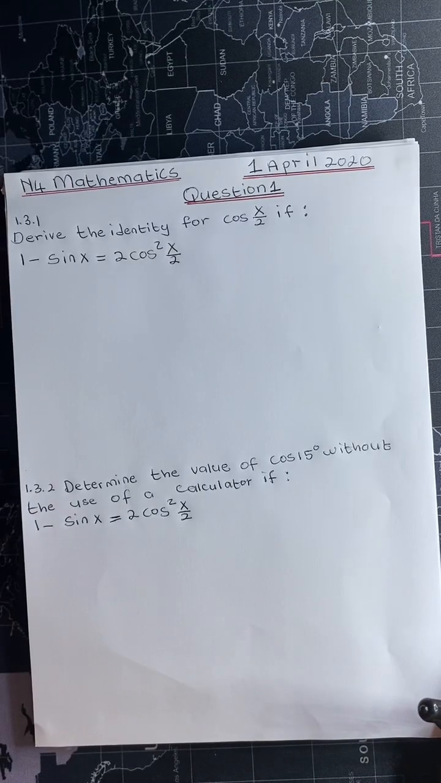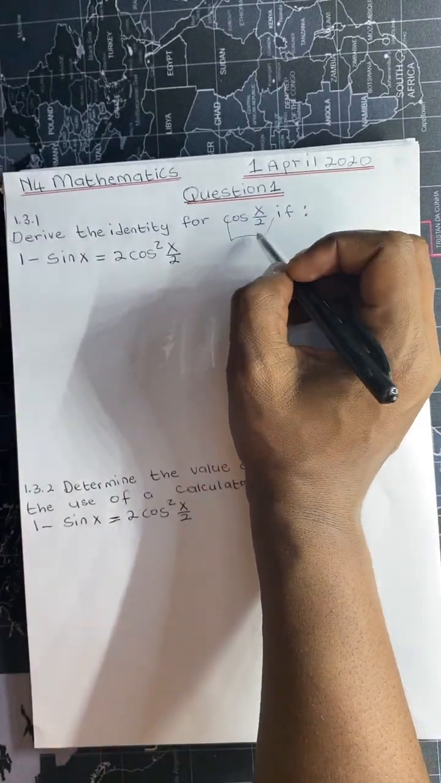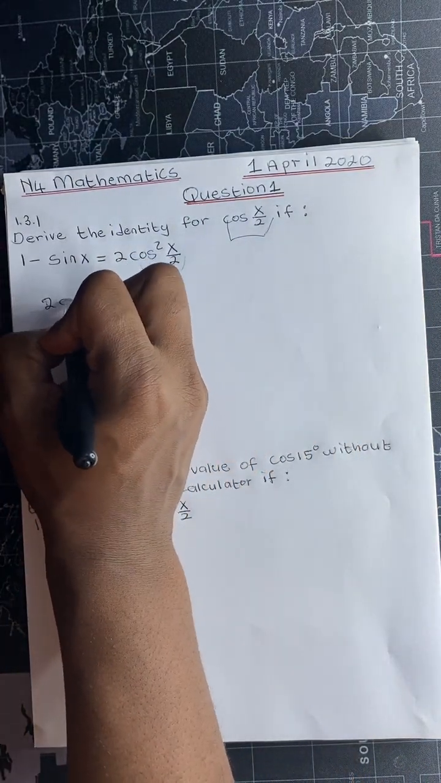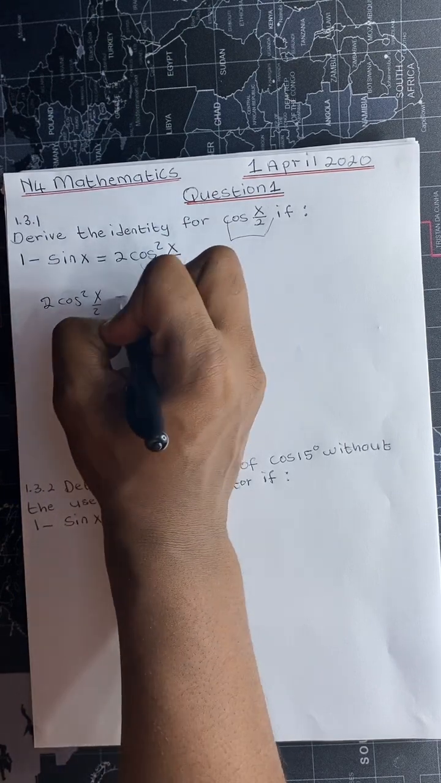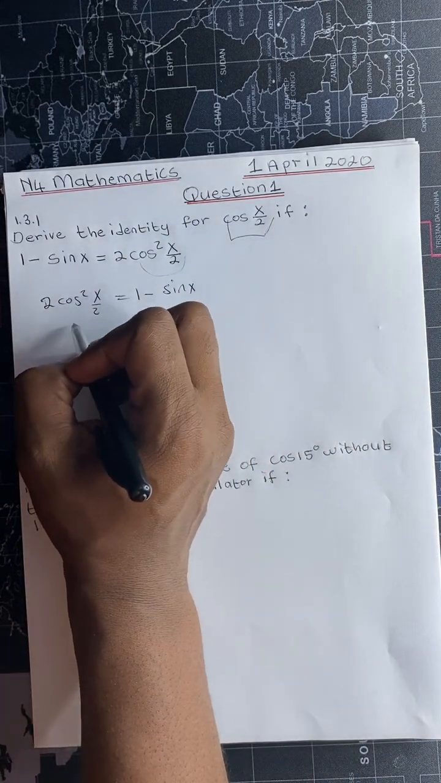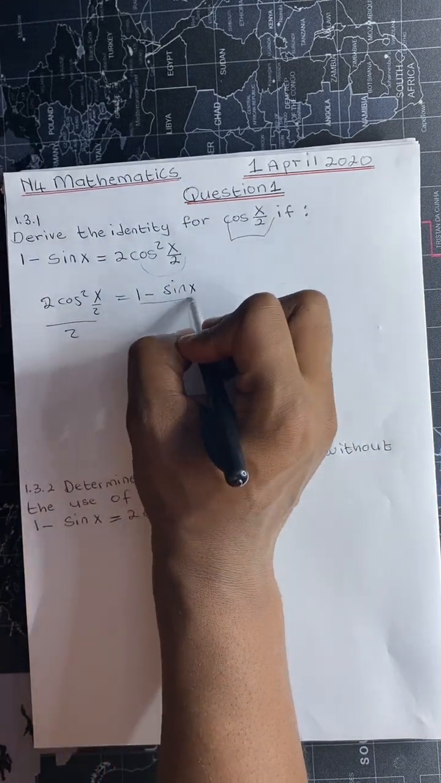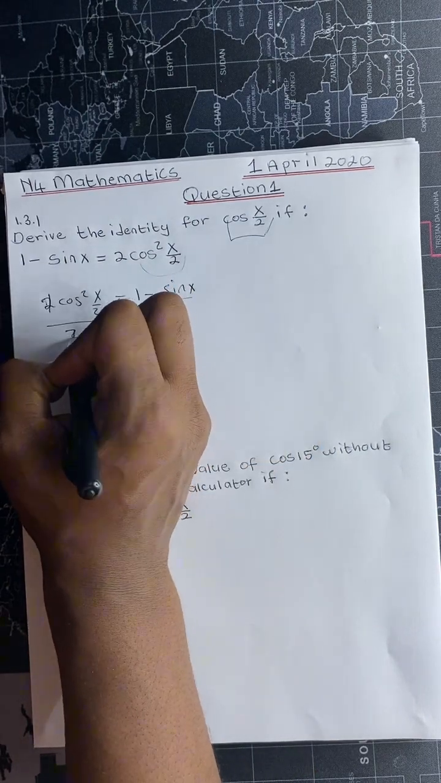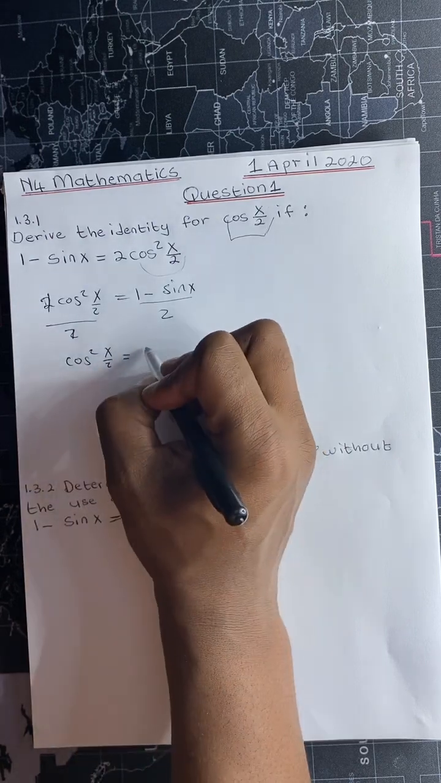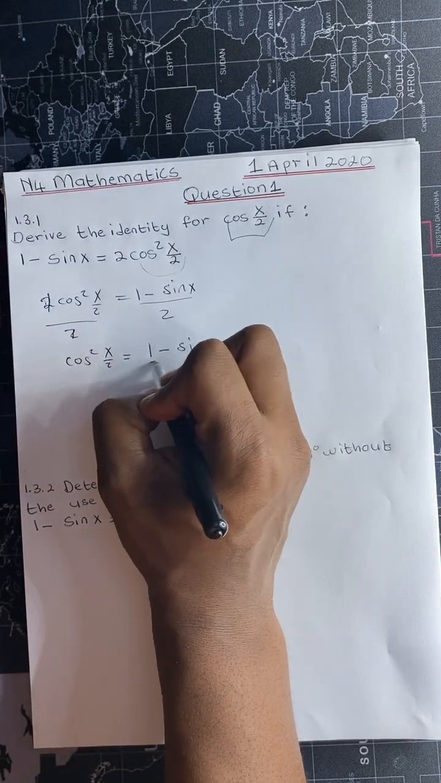Question 1.3.1, derive the identity for cos of x over 2 if 1 minus sin x is equals to 2 cos squared x over 2. In other words, we have to make cos of x over 2 the subject of the formula. So we have 2 cos squared x over 2 is equals to 1 minus sin x. So we have to make this cos of x over 2 the subject of the formula, so we have to divide both sides by 2 so that that 2 can cancel out with that 2, and cos squared x over 2 will then equal 1 minus sin x over 2.